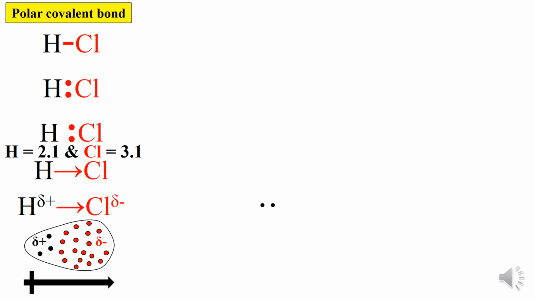And the third way of representing the polarity of a molecule with a polar covalent bond is by an arrow with a crossed end. So the crossed end will be the positive end of the molecule and the arrow head will be the negative end of the molecule. One can find the electronegativity values of the elements in the periodic table, so it is better to have a periodic table handy to find the electronegativity values of the respective elements.